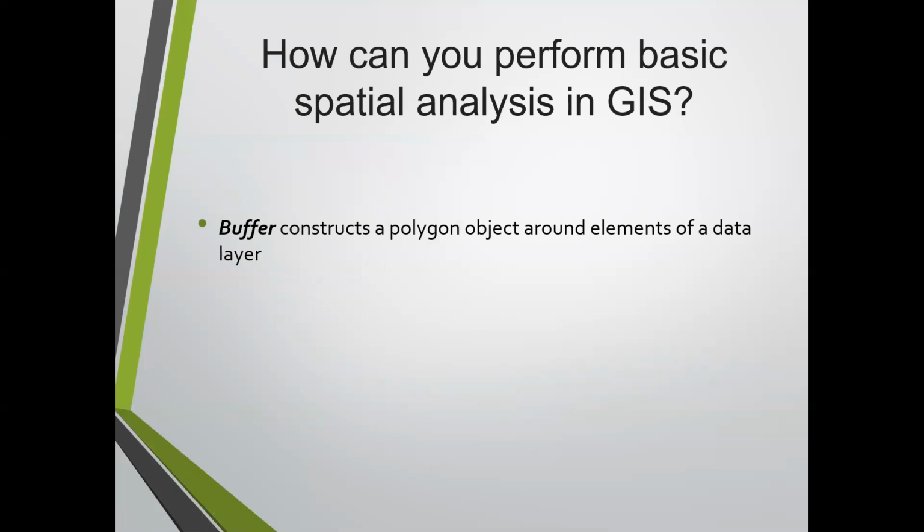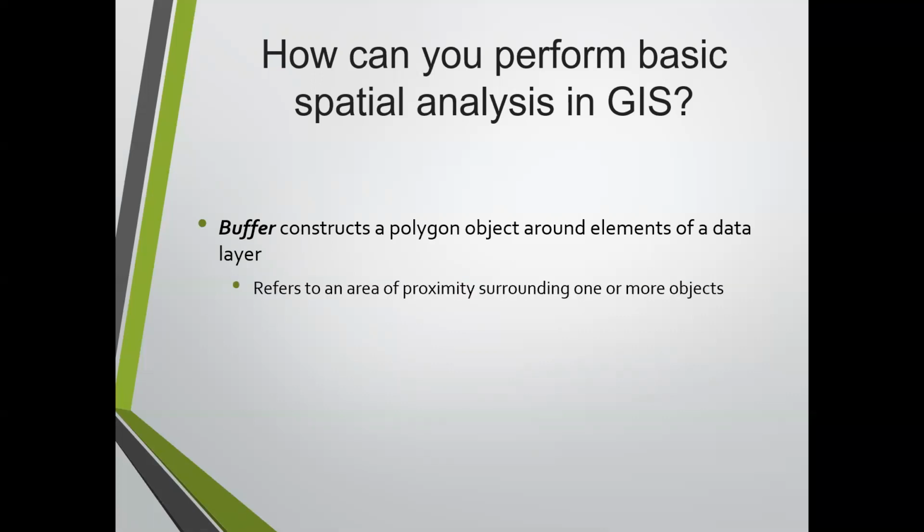So buffer, the best way to think of it is that it constructs a polygon object around elements of a data layer. Your best example in AutoCAD would be the offset command, essentially. Now, buffers will act differently depending on the object type. And I want to start to make a distinction. Database query is more typically done in conjunction with vector data. But when we talk about these kinds of spatial analysis, buffer is equally used in raster analysis as it is in vector analysis, okay?